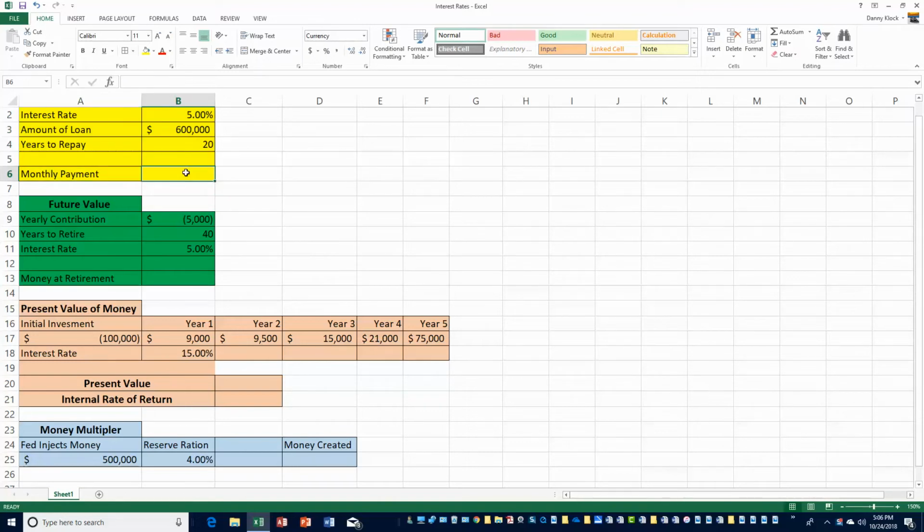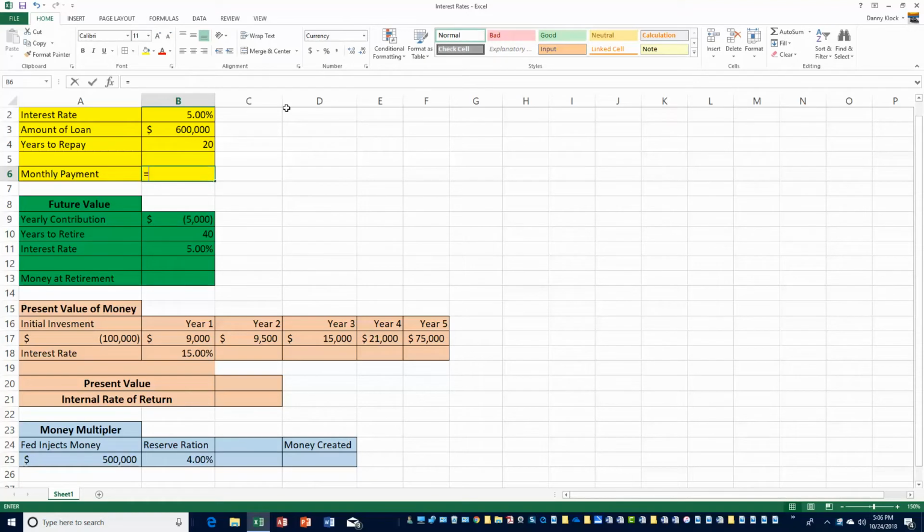You know, when a business wants to take out a loan, again, if interest rates are low, money is cheap. So here we want to figure out, say, you want to buy a house, $600,000, 5% interest at 20 years to repay. What's the monthly payment going to be? So the interest rate is a key function of this particular formula.